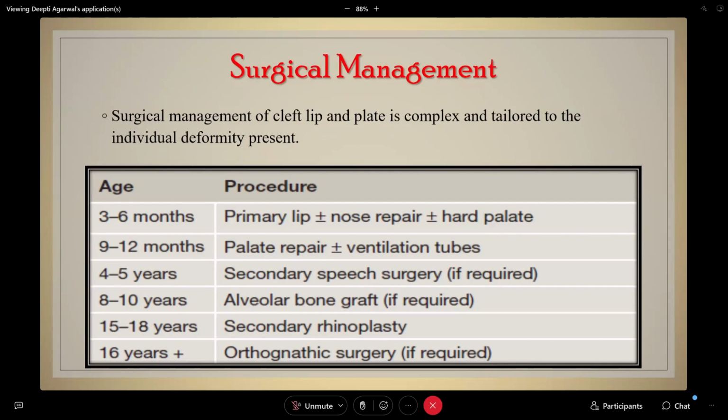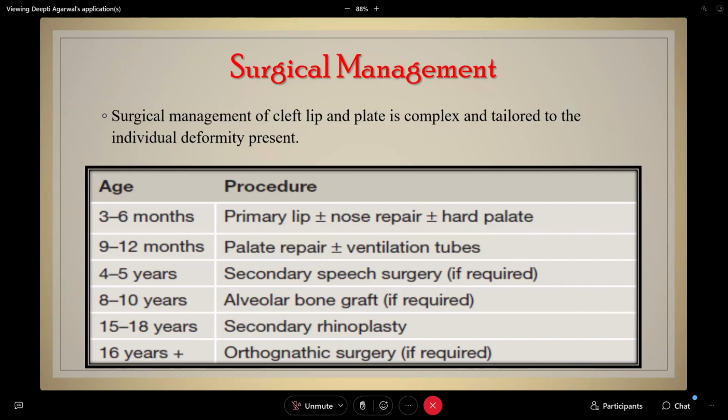If there is only cleft palate, then it can be dealt with as soon as 3 months. Generally, the rule of 10 is applied as with any other surgery. Rule of 10, that is, the child should be 10 weeks of age, 10 pounds of weight, and having 10 grams of hemoglobin. So, in general, this is a broad timeline of the surgeries which are done.